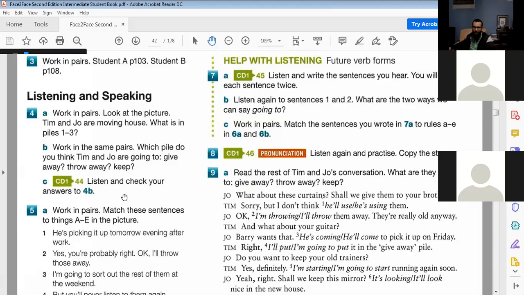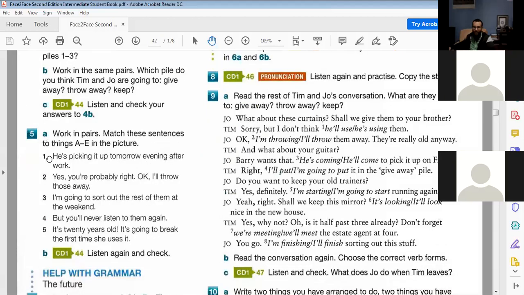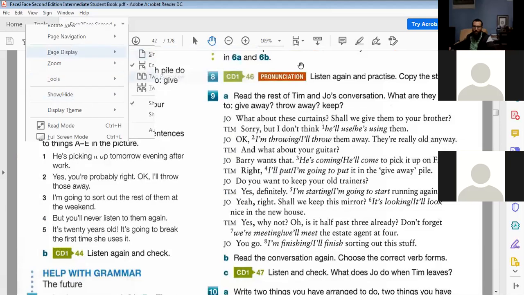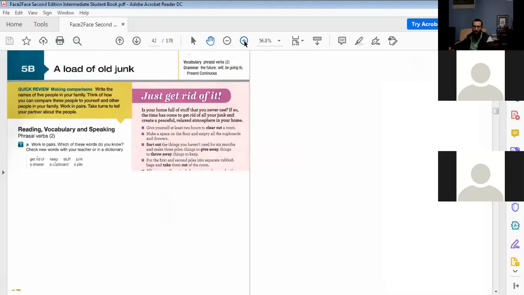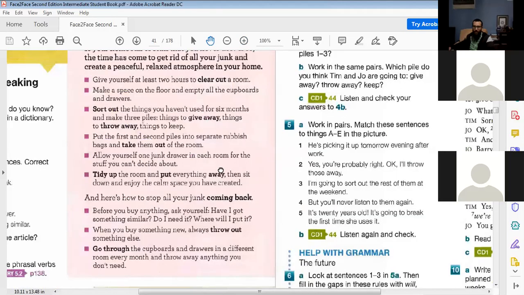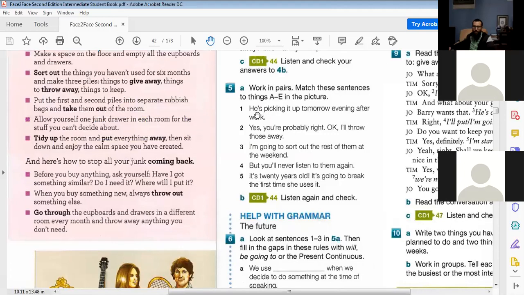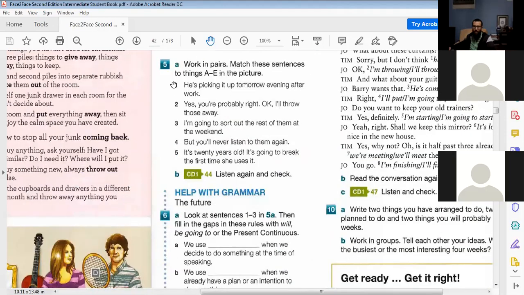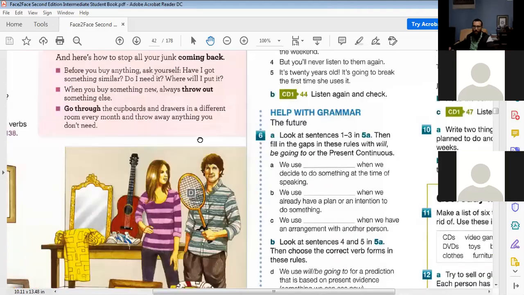It says here, match these sentences to the things A to E in the picture. So let me just quickly show it to you here in 2 pages this way. It's better. Let me zoom in again. Okay. Now, let me show you what they want us to do. They want you to match each sentence here with the letters A, B, C, D, E, right? So number 1, it says he's picking it up tomorrow evening after work. What is it?